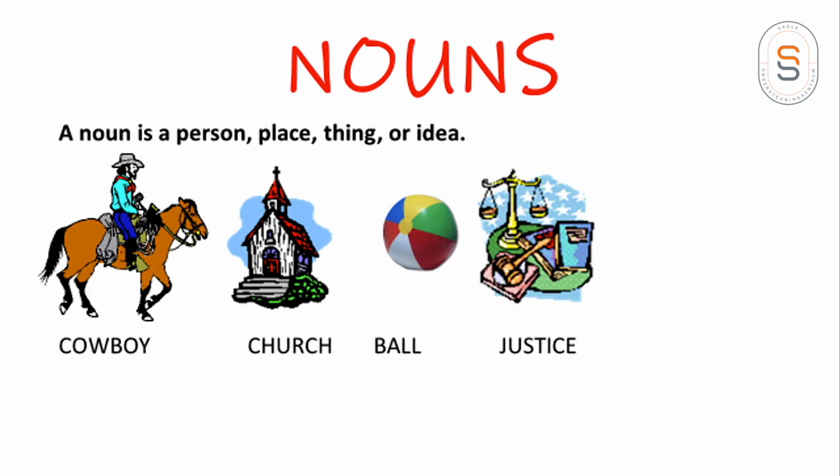All right, so what is a noun? A noun is a person, a place, a thing, or an idea. Very simple, what you see in front. A person is a cowboy, a place is a church, a ball is a thing, and justice is an idea.